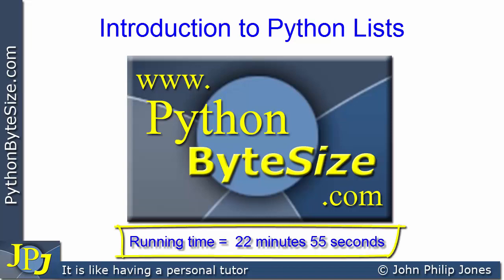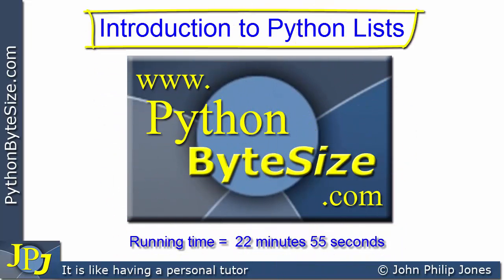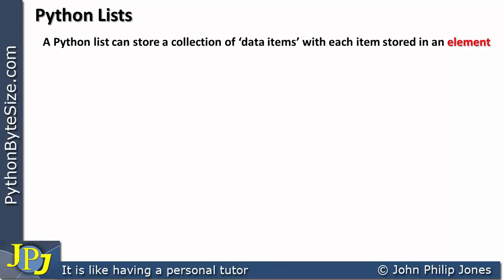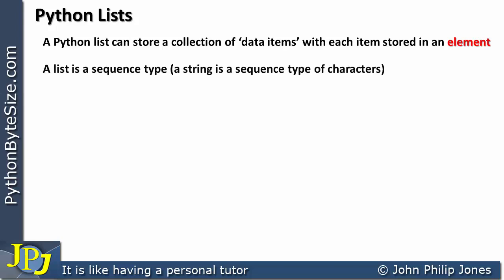In this video I'm going to give an introduction to the Python list. A Python list can store a collection of data items with each item stored in an element. A list is an example of a sequence type. Another sequence type which we've already looked at on this channel is a string, and this is where you have things going one after each other in a structure.